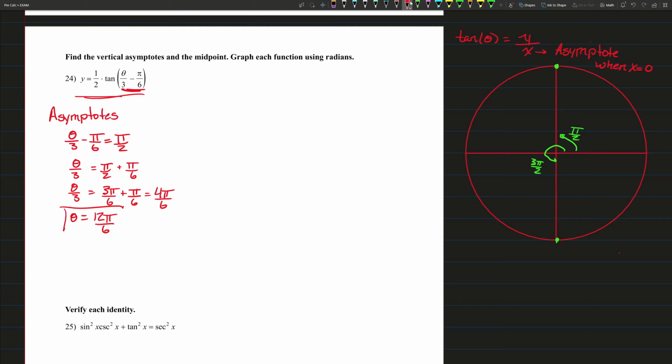So this is one asymptote. And then the other one is when it's equal to 3 pi over 2. I'm going to save a couple of steps. No, I'm not.